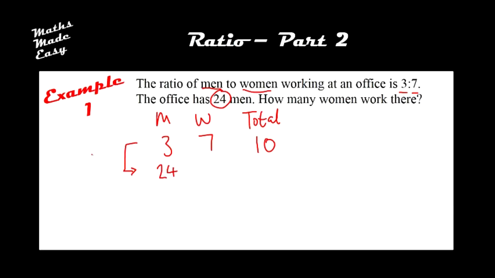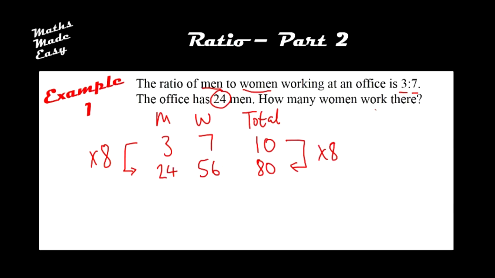We say how many 3's go into 24, or what do we need to multiply 3 by? And that's 8, since 3 8s are 24. So we times everything by 8. So 7 times 8, 56. 10 times 8, 80. At this point we can just do a check. 24, add 56. Yes, that makes 80, so we're convinced this is right.